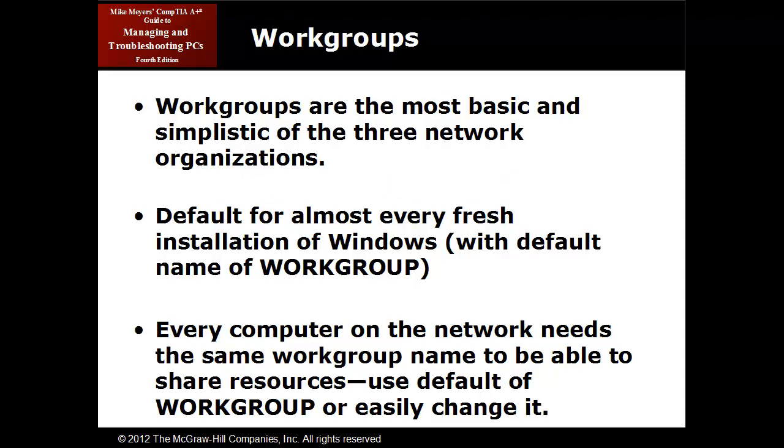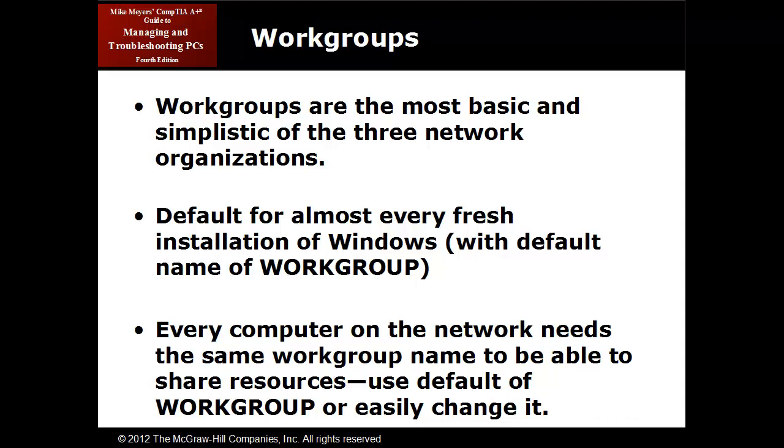Workgroups. Workgroups are the most basic and simplistic of the three network organization methods. It's the default for almost every fresh installation of Windows. In fact, it'll even default to workgroup in most cases. Sometimes, for some computers, depending on how they're set up or which version of Windows, they might default to home, or a couple of different things. But you can change that. It's definitely customizable. Every computer in the network needs the same workgroup name to be able to share resources.